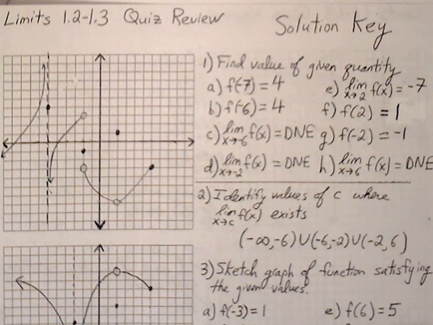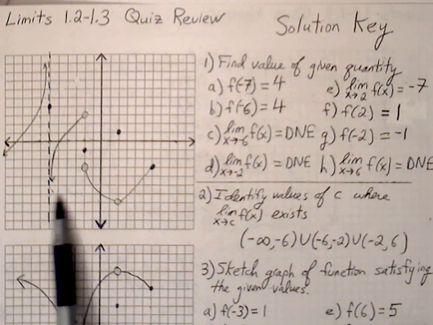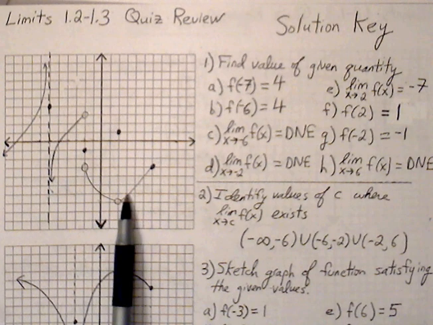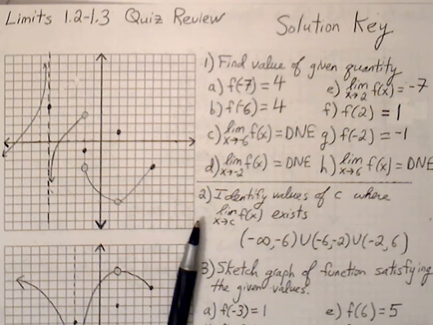Hey, this is quiz review for sections 1.2 to 1.3. You were given a piecewise function and you're asked to find the value of the given quantity. So part A, find f of negative 7.